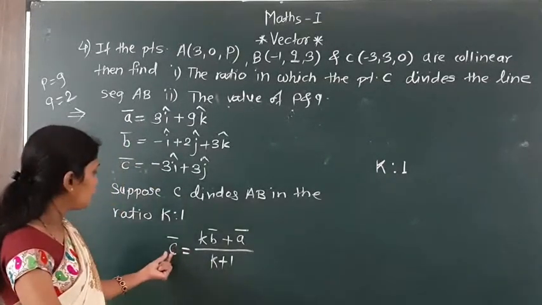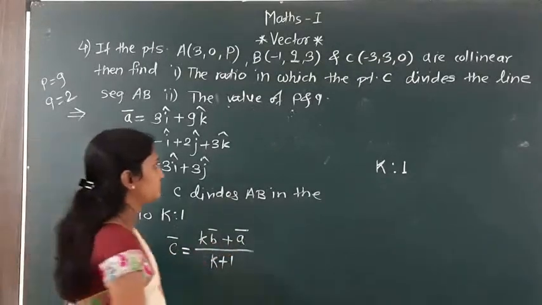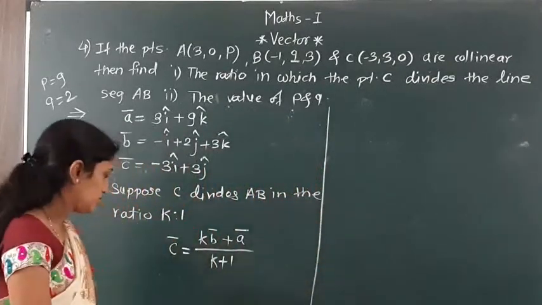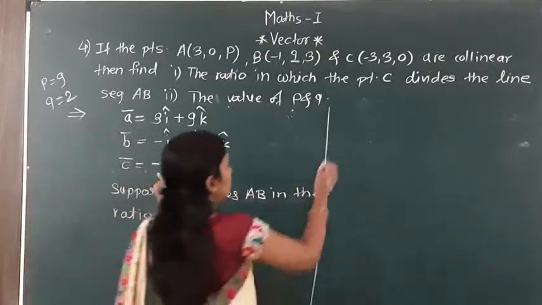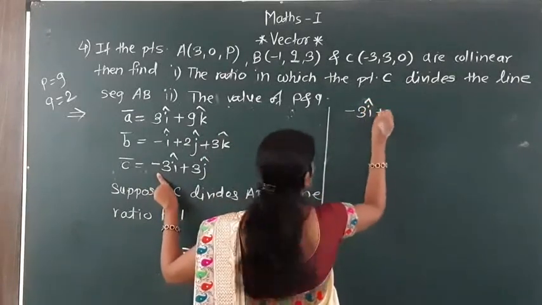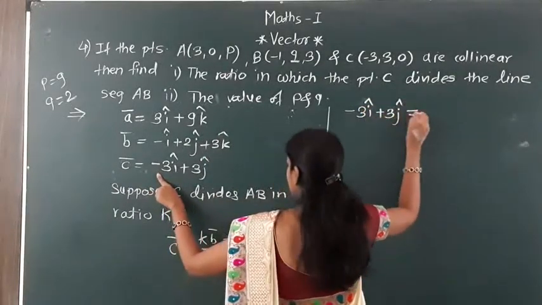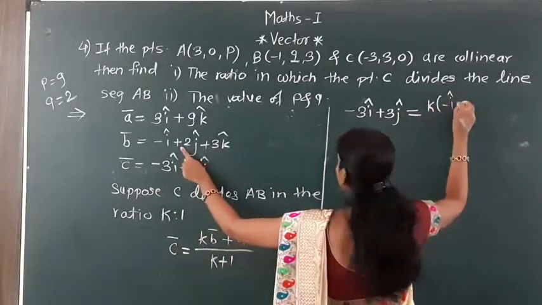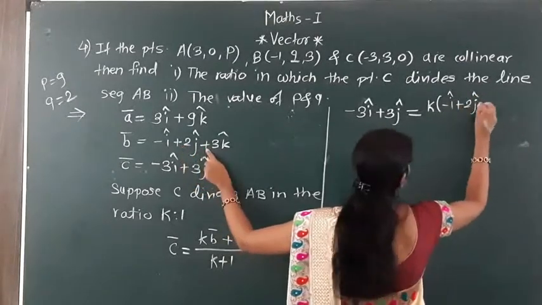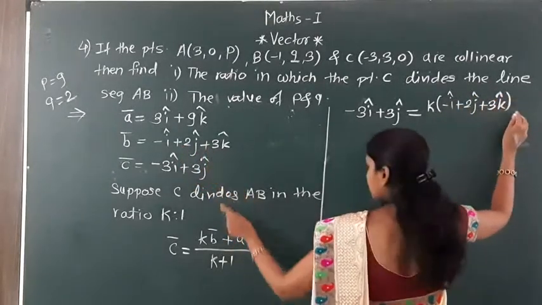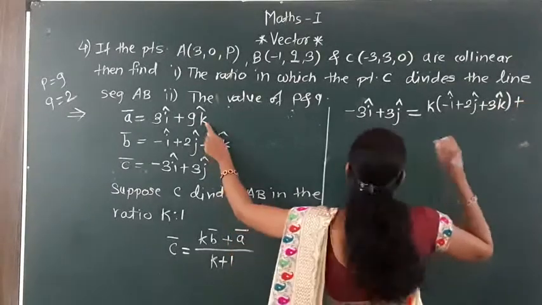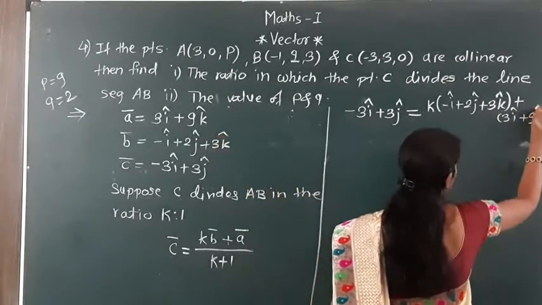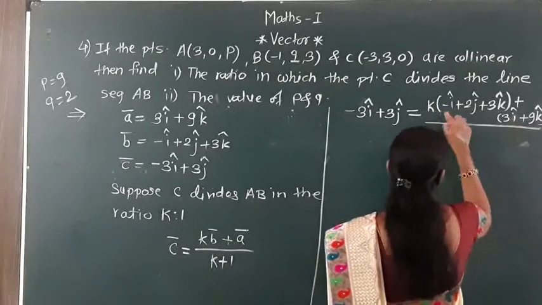Now we put the values of C bar, B bar and A bar. What will we get? What is the value of C bar? Minus 3 i cap plus 3 j cap is equal to k into bracket B bar, minus i cap plus 2 j cap plus 3 k cap, plus A bar. What is the value of A bar? That is 3 i cap plus 9 k cap. And here divided by k plus 1.